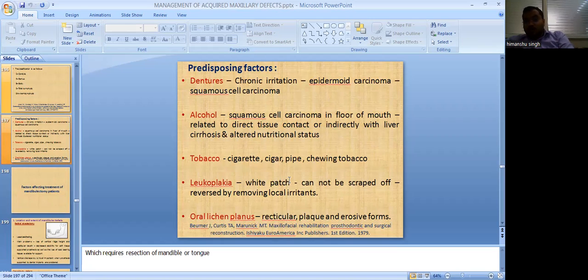Now, predisposing factors, that is the dentures, chronic irritation, epidermoid carcinoma, squamous cell carcinoma. Alcohol. Squamous cell carcinoma is in floor of mouth related to direct tissue contact or indirect with liver cirrhosis and altered nutritional status. Tobacco, which includes cigarette, cigar, pipe, and chewing tobacco. Leukoplakia, white patch cannot be scraped off, reversed by removing local irritants. Oral lichen planus, reticular plaque and erosive forms.